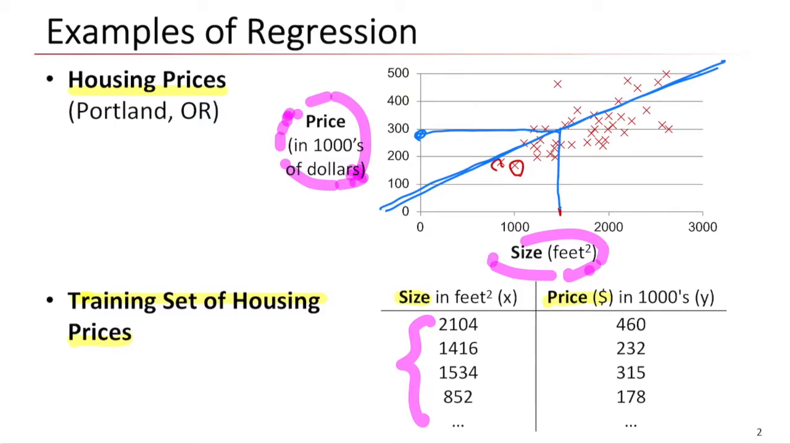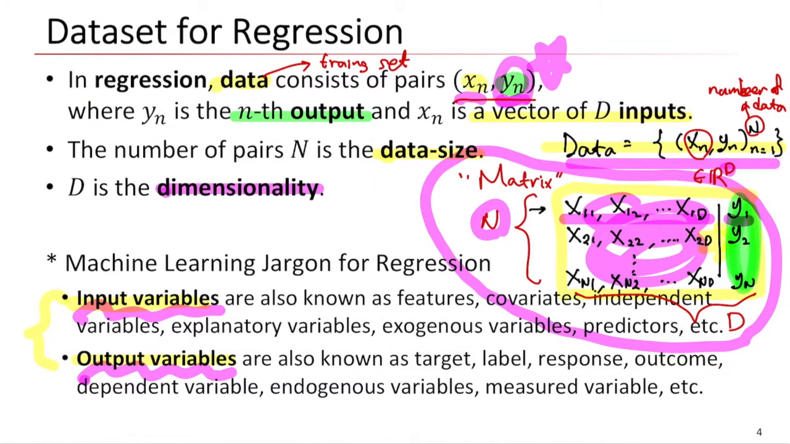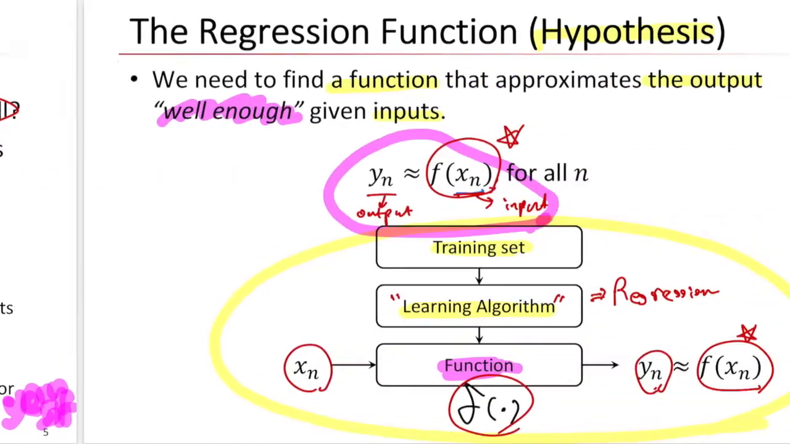So to develop the machine learning algorithm, we need a training set of the housing price in historical manner. There should be the size of the house with the price of the house in pairs as a fair training set. And in the regression problem, we train the model to predict the output of the new input or to understand the effect of the input on the output. Okay, so for the regression, there is the input variable and output variable, right?